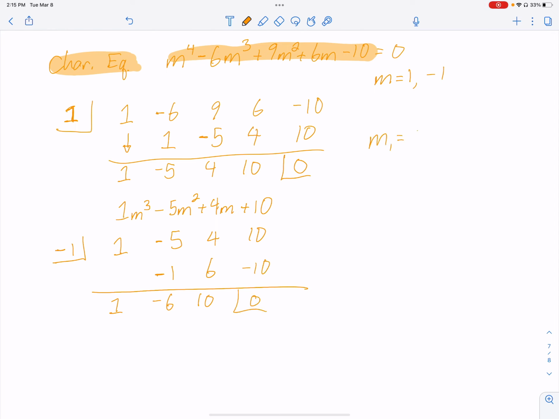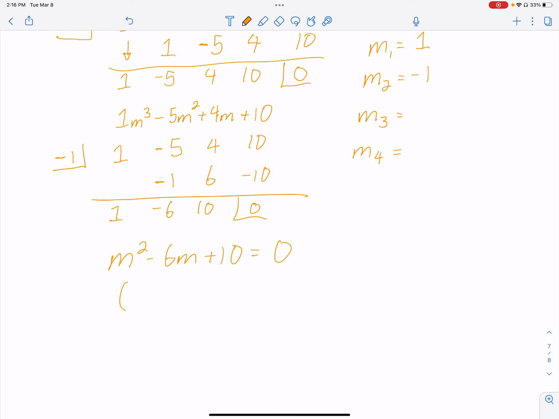So I do have m1 equals 1, m2 equals -1. And now I need m3 and m4. I know there are going to be 4 because the fundamental theorem of algebra tells me there will be 4, because it's to the 4th power. So now the remaining function, the reason I went through all that synthetic stuff, is because now I just have to solve this, which came from my remaining coefficients. Does this factor? It does not. So I'm going to use the quadratic formula. Write it out every time you use it so you don't forget it. If you don't know it, you've got to get it figured out.